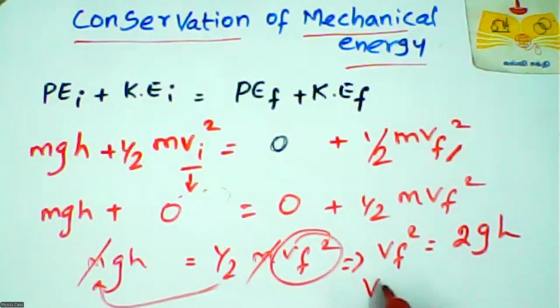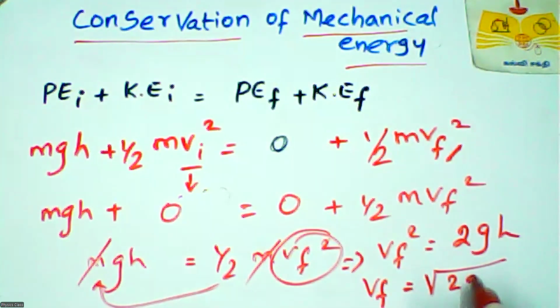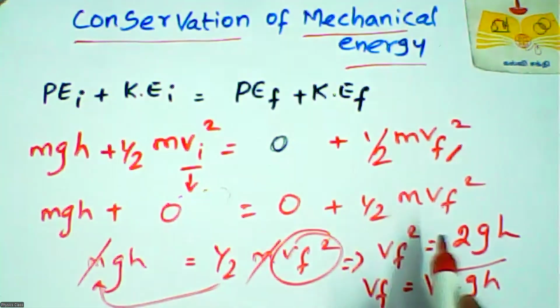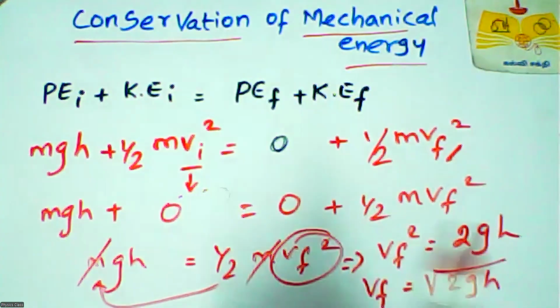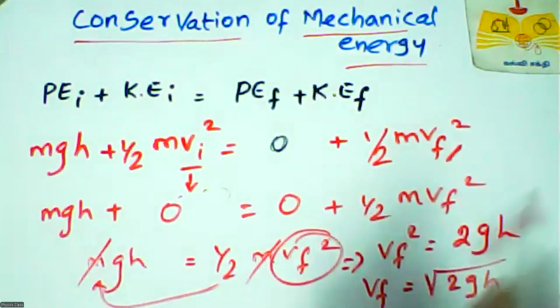Then we have to find Vf, so take the roots, because we have only Vf square. Vf square is equal to 2gh. To find the Vf, we have to take the root on that side. So Vf is equal to root of 2gh.